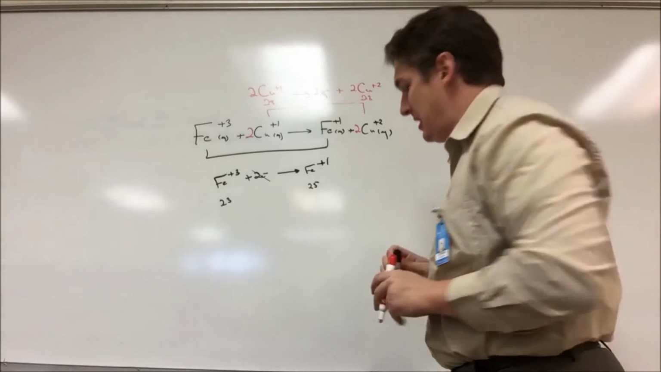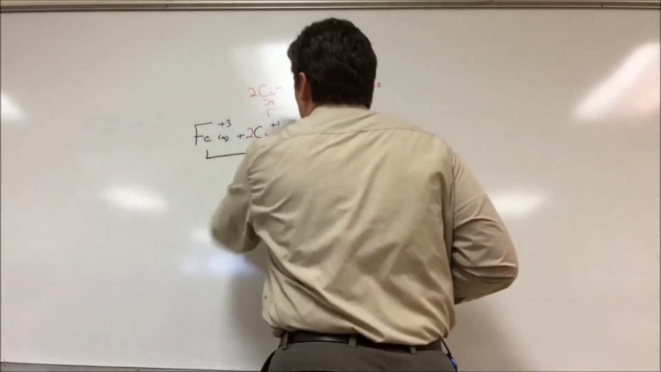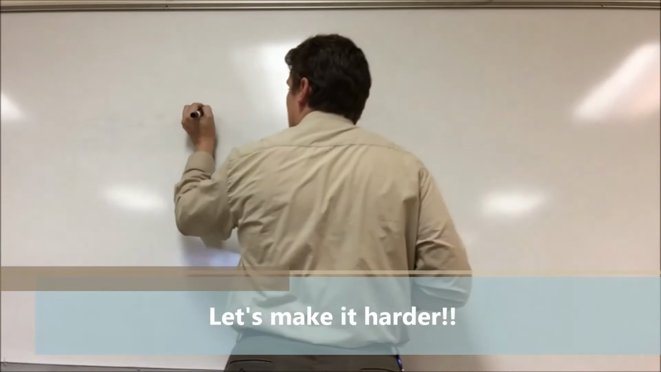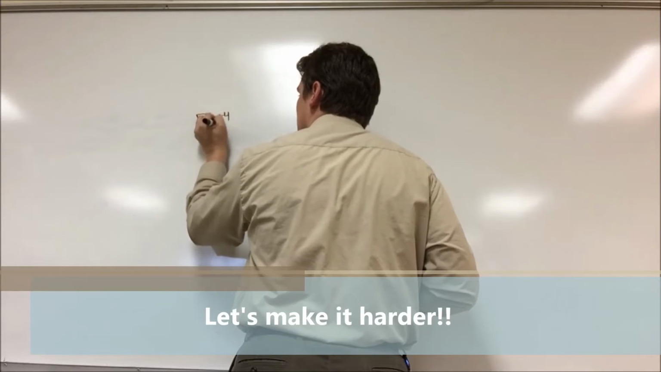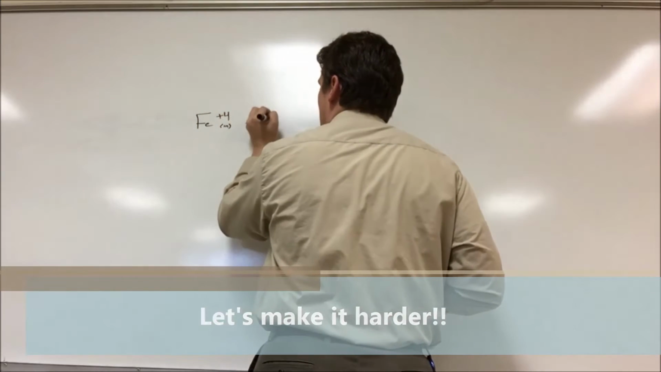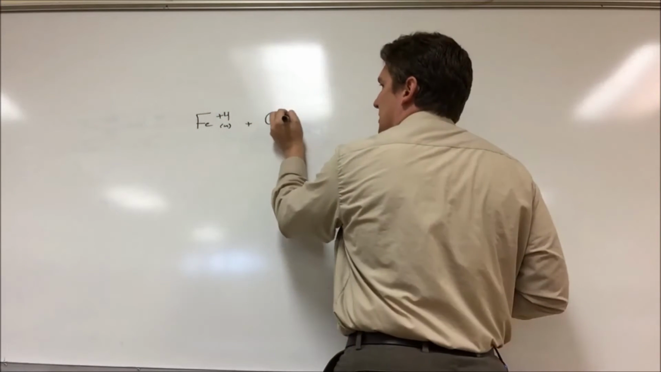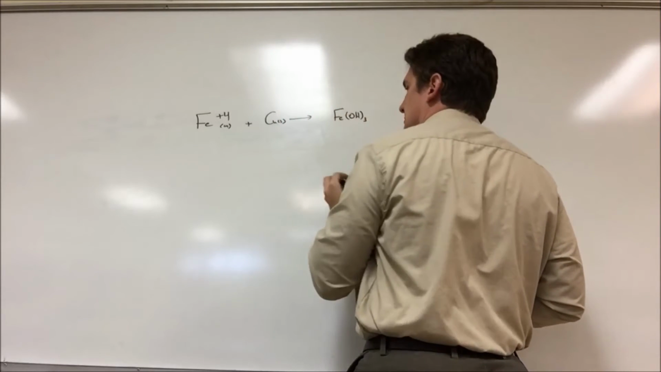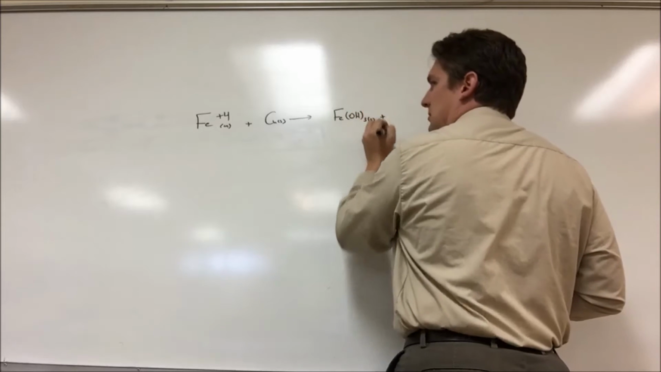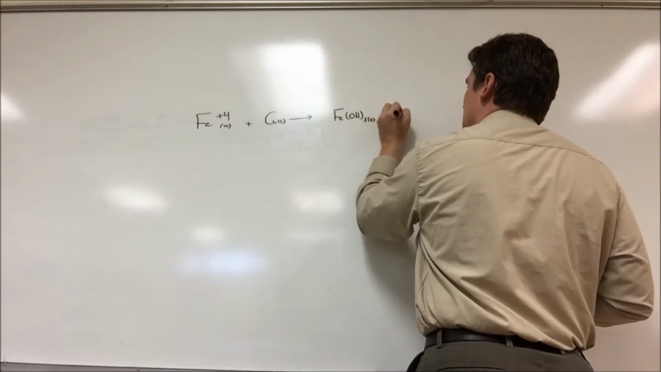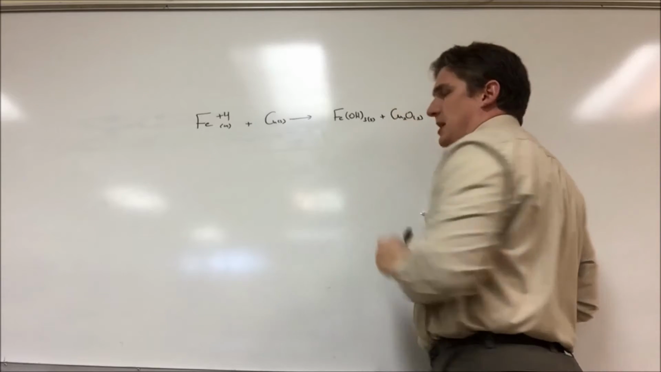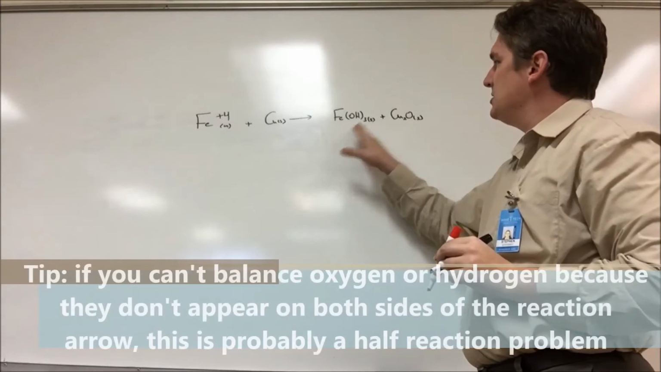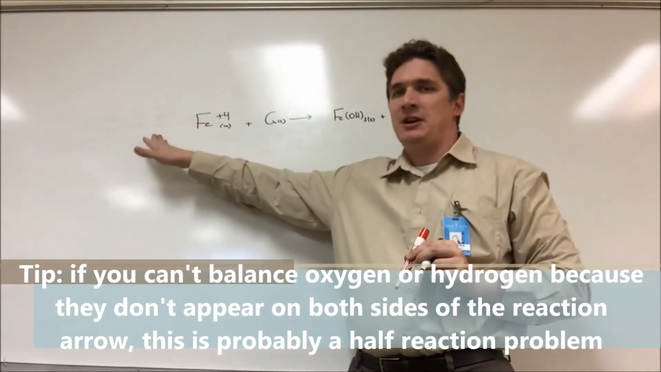So how do we make it much more complicated? Let's say we take the reaction Fe4+ (aq) plus copper solid, so copper metal, goes to iron hydroxide solid plus Cu2O solid. Now what you're going to notice is that off the bat I can't balance this because I've got oxygen and hydrogen on the right, but I don't have any sources of oxygen and hydrogen on the left.